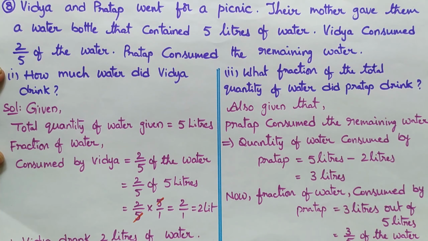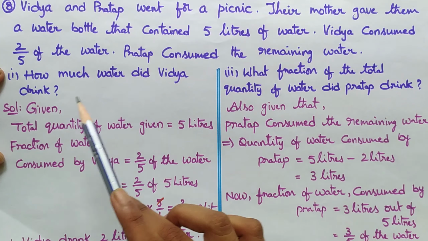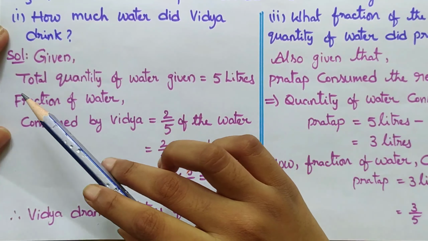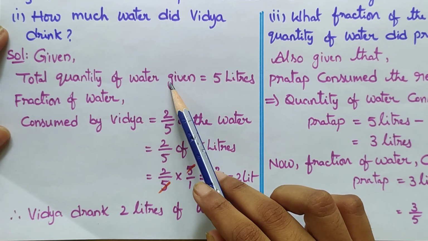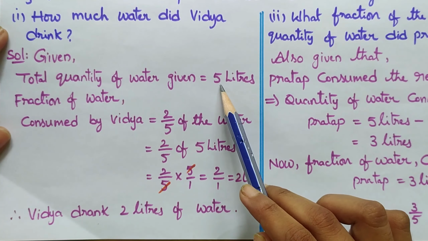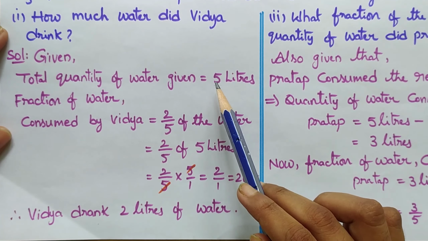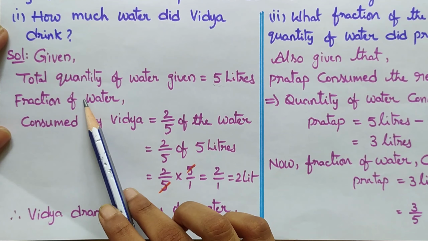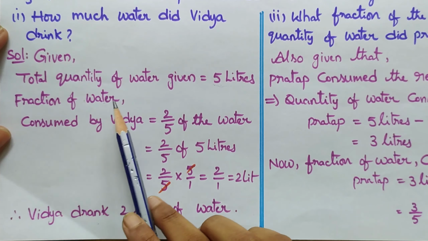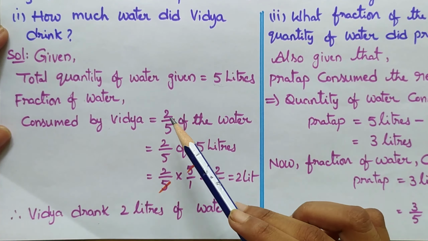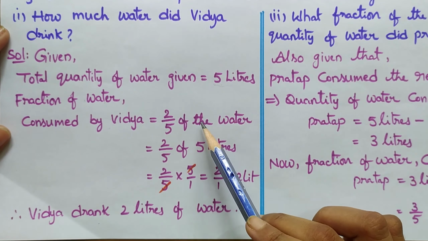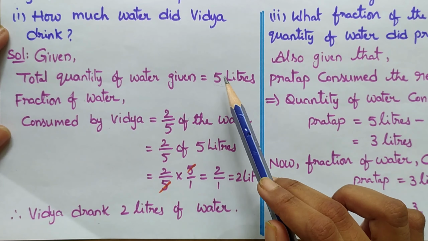So there are two bits in this question, friends. Now let us see the first bit. How much water did Vidya drink? Given total quantity of water is 5 liters. So the mother gave them a water bottle that contained 5 liters. Then the fraction of water consumed by Vidya is 2 by 5 of the water. That means 2 by 5 of the water. The water is 5 liters.